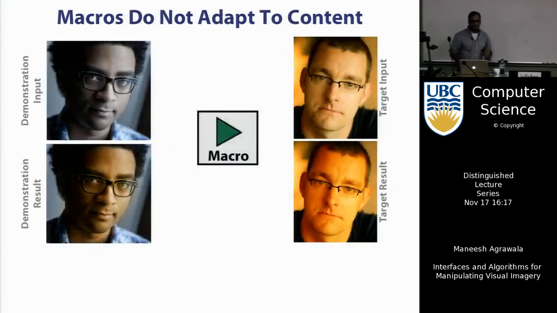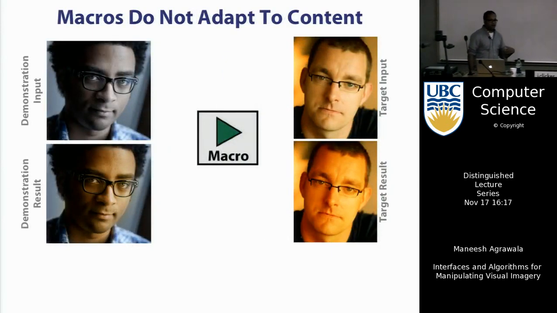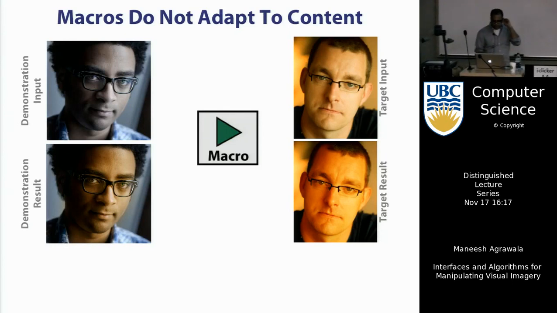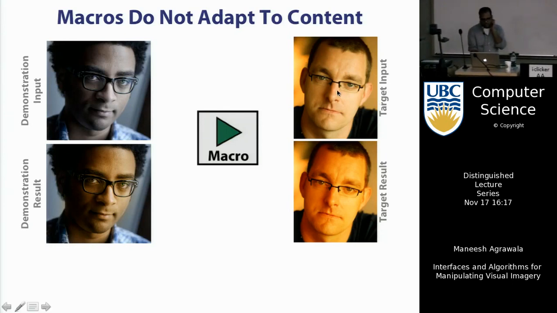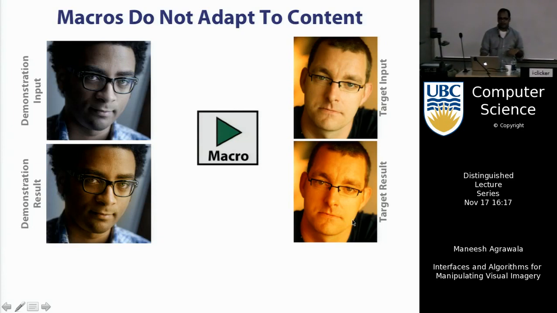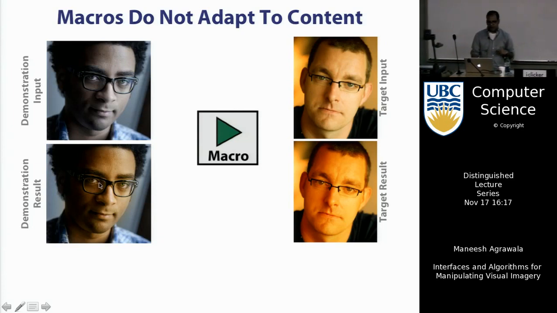The problem with these current macros is they can't really adapt to the underlying content. So here I've given a new target image, and we see this result. And there are two kinds of problems with applying a macro that was generated for this image on this image.